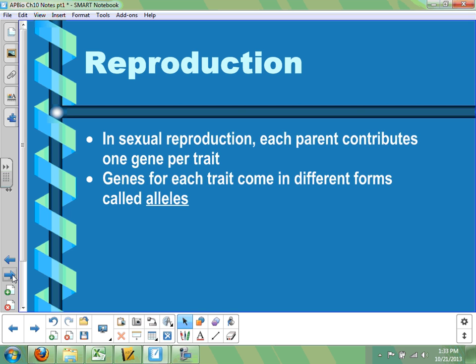But when we're talking about this sexual reproduction of passing on one gene per trait, what we start talking about is the fact that those genes may not be identical to each other. And each form of a trait we call an allele. And when we get to Chapter 10, we're going to be discussing more about alleles and things like dominant and recessive that I'm sure you remember. We'll get into Punnett squares and different ways of analyzing the inheritance at that point.